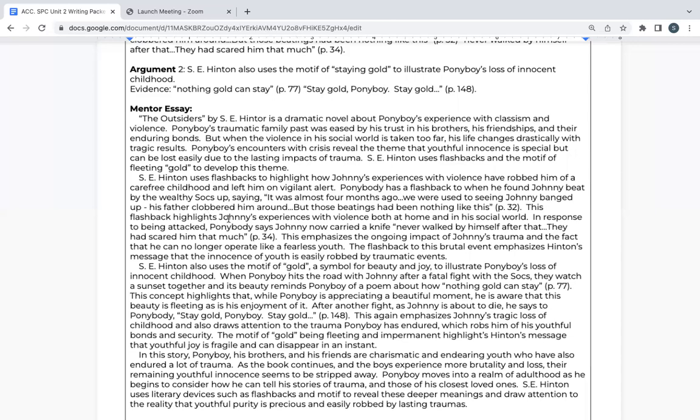This flashback highlights Johnny's experiences with violence both at home and in his social world. In response to being attacked, Ponyboy says Johnny now carried a knife. "Never walked by himself after that. They had scared him that much." Page 34. This emphasizes the ongoing impact of Johnny's trauma and the fact that he can no longer operate like a fearless youth. The flashback to this brutal event emphasizes Hinton's message that the innocence of youth is easily robbed by traumatic events.